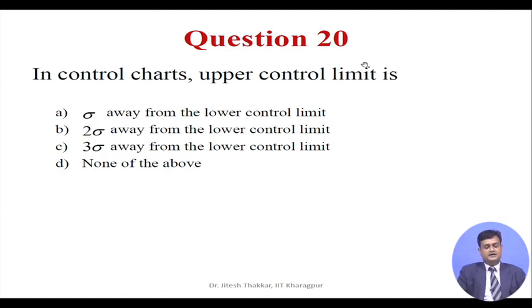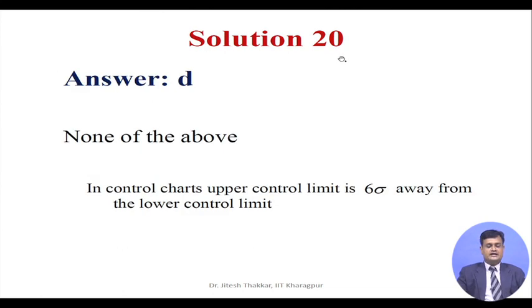Question 20. In control charts, upper control limit is A, 1 sigma away from the lower control limit, B, 2 sigma away from the lower control limit, C, 3 sigma away from the lower control limit, and D, none of the above. The correct answer is D, none of the above. In control charts, upper control limit is 6 sigma away from the lower control limit.